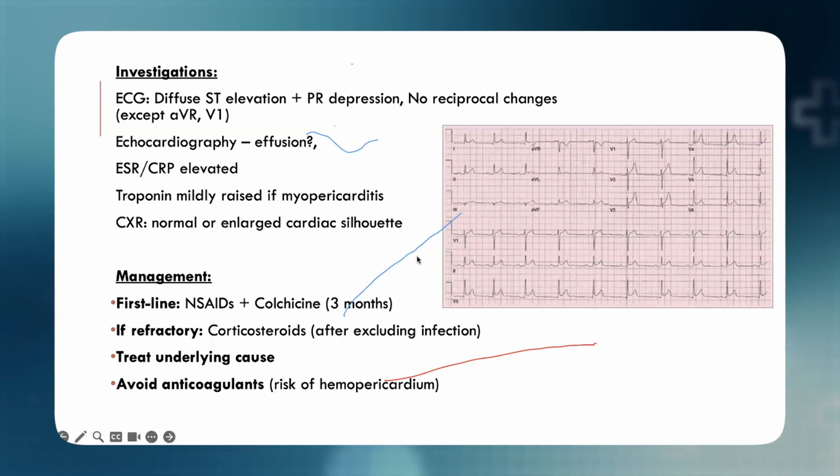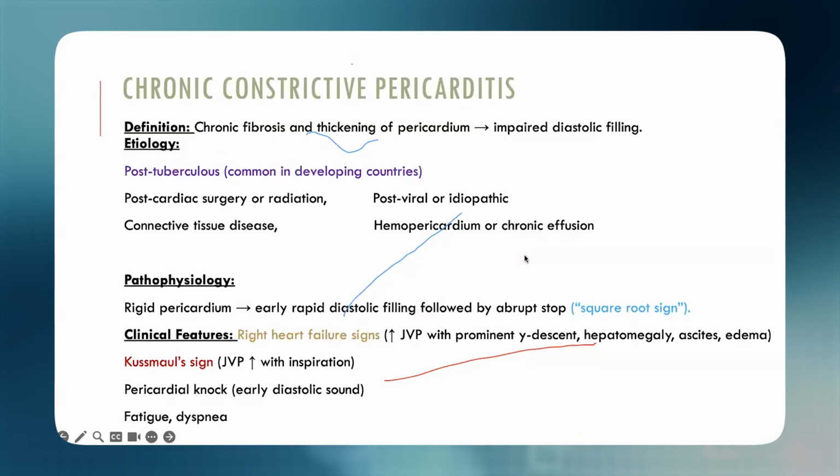Underlying cause should be treated, like uremia and malignancy. Avoid anticoagulation because there is risk of hemopericardium. Okay, the effusion, there will be bleeding into the pericardial effusion. Avoid anticoagulation as well as wrongful fibrinolysis, thrombolysis. Many a times it happens in hospitals.